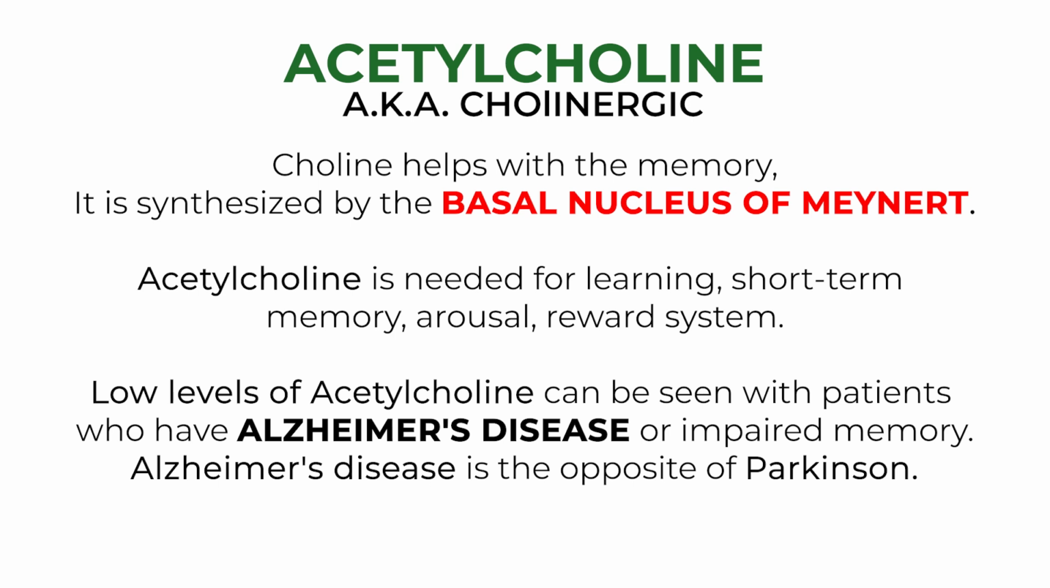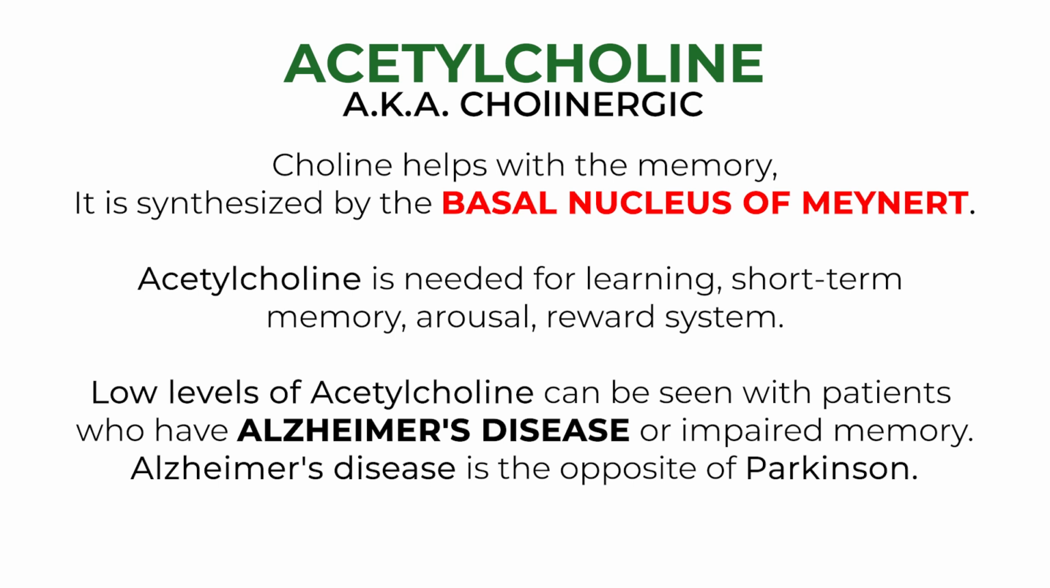So for the acetylcholine, it is produced in the basal nucleus of Meynert. Acetylcholine, we just say the BNM, acetylcholine, basal nucleus of Meynert. So basically the acetylcholine is needed for learning. All our short-term memory is needed for arousal. It's also implicated in our reward system. You want to keep something in mind that acetylcholine is implicated in Alzheimer's disease.